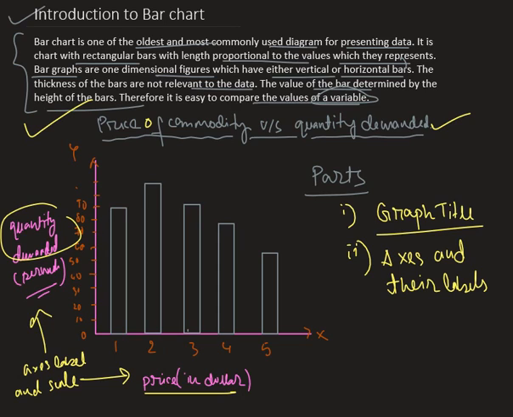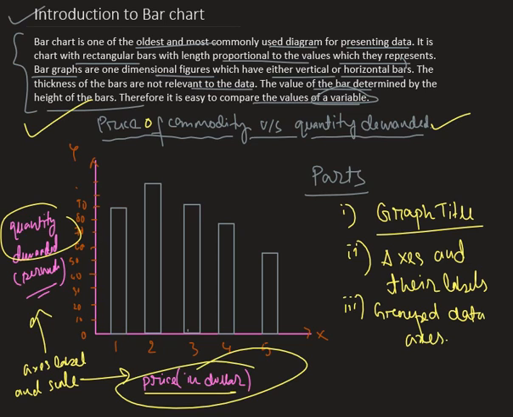Now the third one is grouped data axis. The grouped data axis is always at the base, that is in there, and the axis displays the type of data being graphed. That is, here we graph the price in dollars.